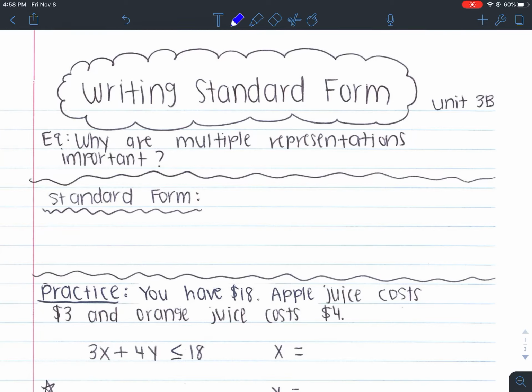Hey guys, welcome to the video for writing standard form. We are in Unit 3B. Our essential question is, why are multiple representations important?